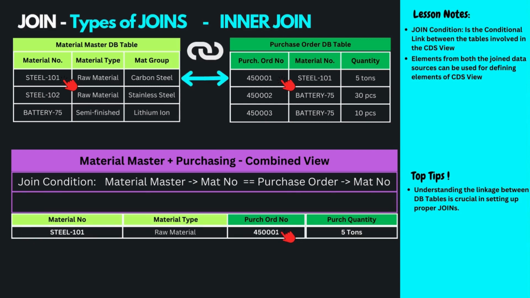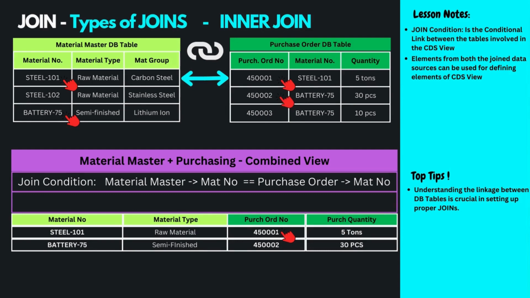Similarly, the material battery 75 has the material type semi-finished. It was ordered in the purchase order 450002 with a quantity of 30 pieces. So this record from the material master MARA table has to be joined with this record from the purchase order EKPO table and presented as one single record in the output of the join.